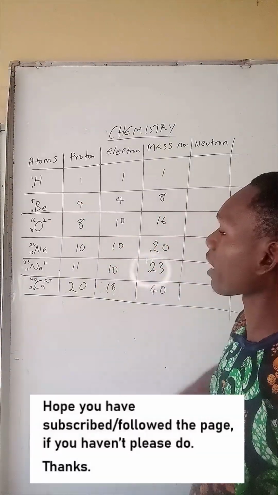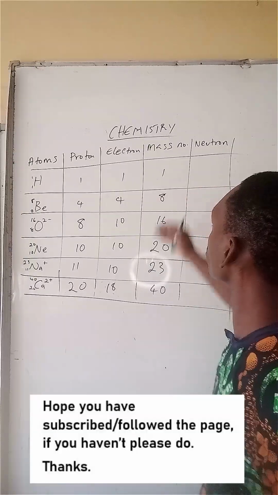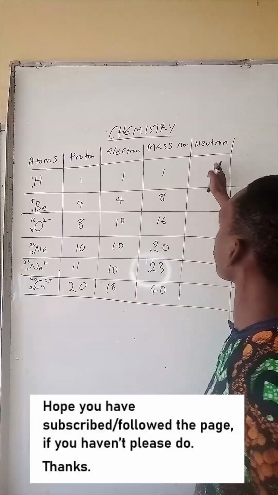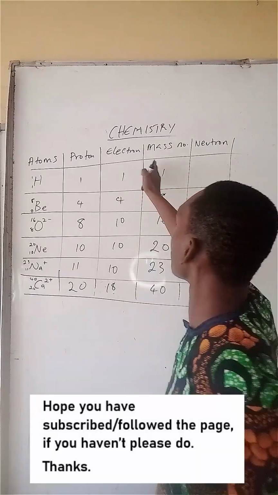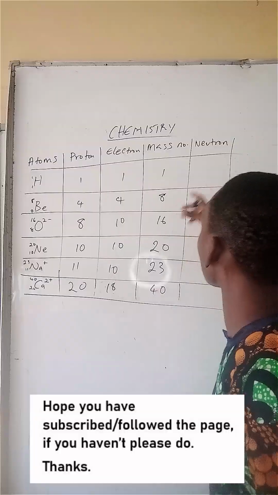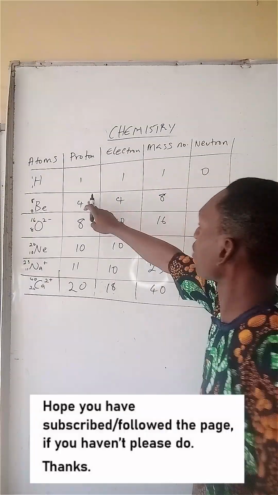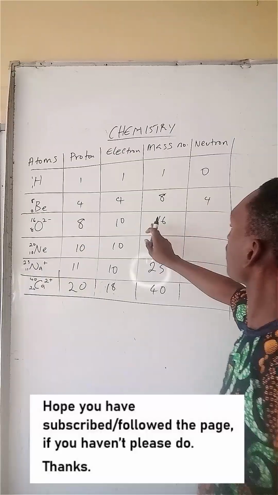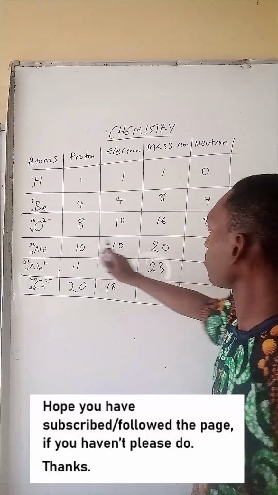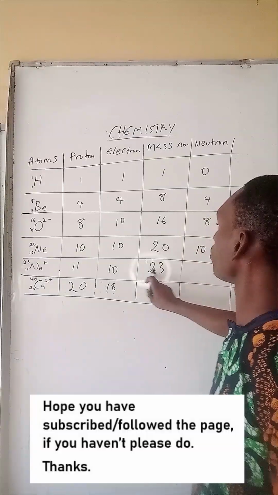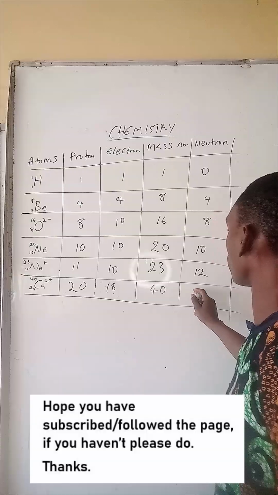What about the neutron number? Remember I said the mass number is the sum of the proton and neutron numbers. So the proton plus neutron number gives us the mass number. So how do we get the neutron number? We simply subtract the proton number from the mass number. So 1 minus 1 gives us 0. 8 minus 4 gives us 4. 16 minus 8 gives us 8. 20 minus 10 gives us 10. 23 minus 11 gives us 12. And 40 minus 20 gives us 20.